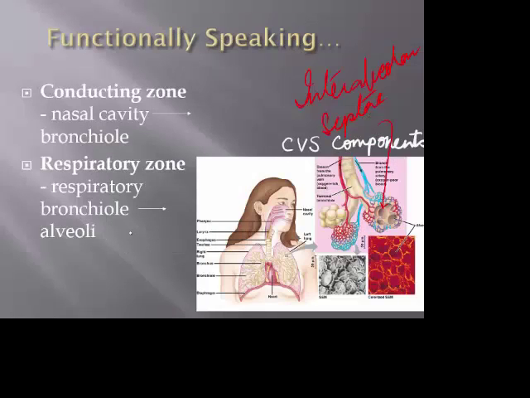And so now when we come back to function, the part which just conducts air is known as the conducting zone. And that is from the nasal cavity all the way down to the bronchioles. So up here, it's just air being conducted all the way down, or when you breathe out, air goes out through this part. And then we have a respiratory zone, which is where gas exchange takes place. So here, it is just air conduction. That's why you call it the conducting zone. And respiratory zone is where gas exchange takes place.